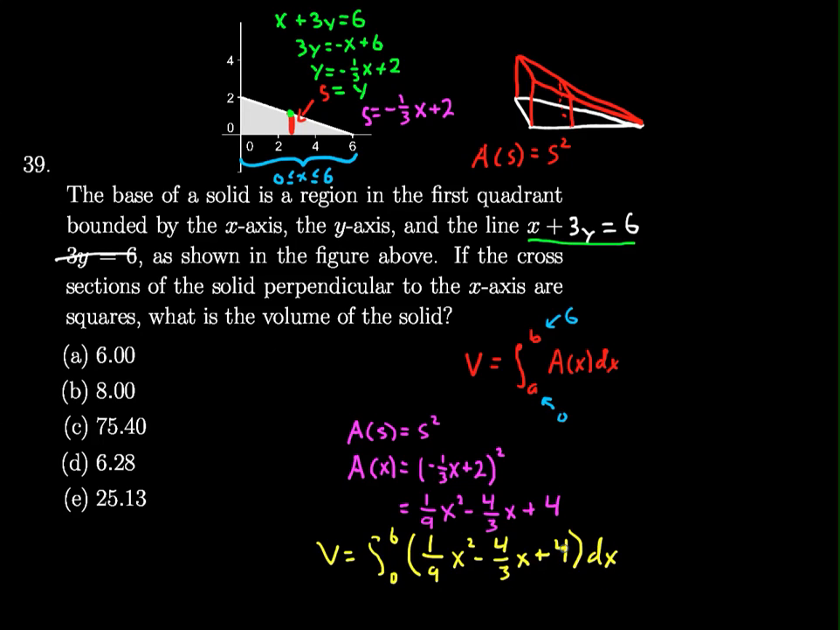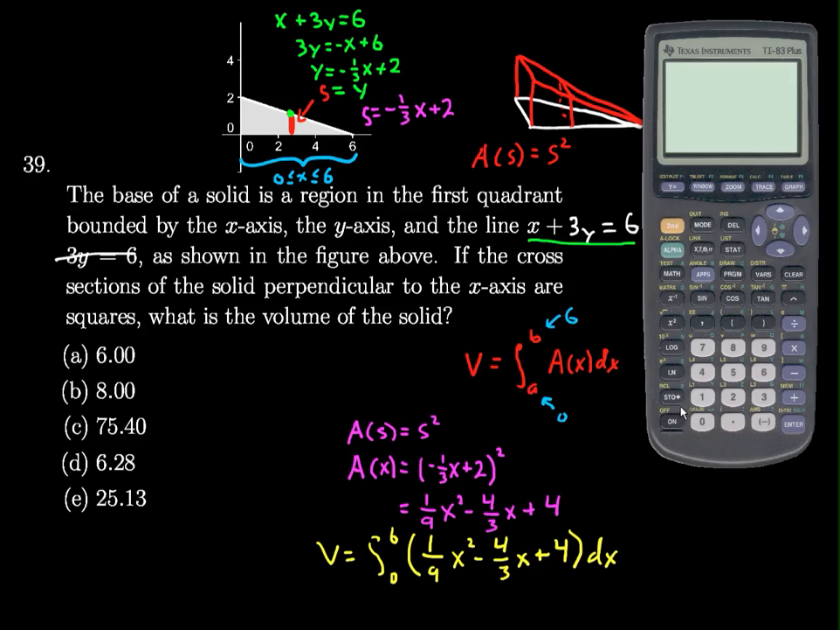So I'm integrating from the start to the stop my area of the cross-sections with respect to x, and I don't feel like doing this all by hand. You know, I could bring the 3 down, get 1/27 x cubed, and so on, put in the 6, put in the 0, do some subtraction, but I have decimals. Let's just use the calculator. So, turn this on and integrate. I go to Math 9, if you don't know what's down there.